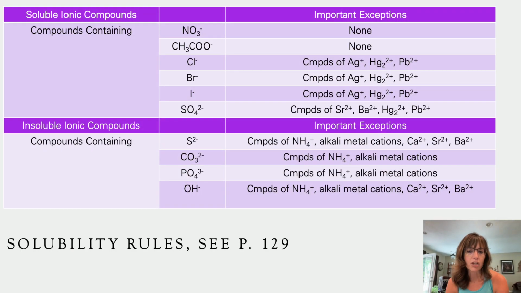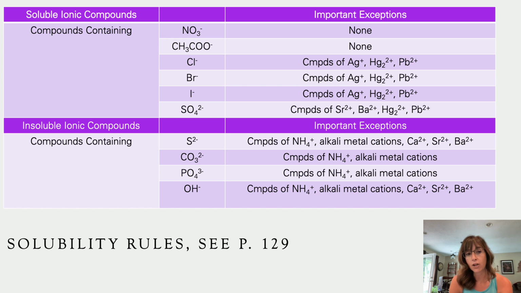On the essential knowledge test, some of the questions had to do with solubility. So I know you've seen this before, but you really do need to memorize this if you have yet to do so. How do you know if something is going to be a solid? You've got to know your solubility rules. This is a recreation of the table on page 129 of your book.